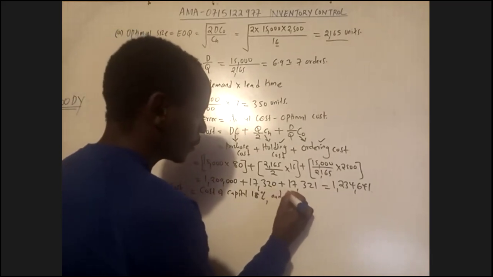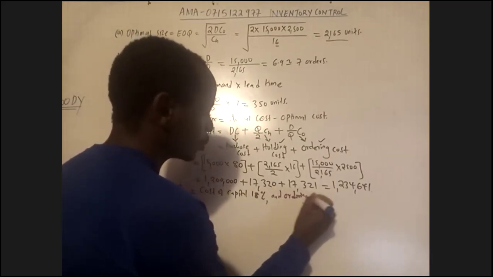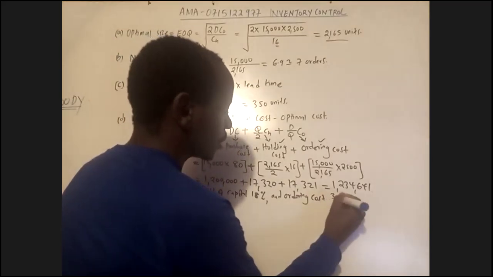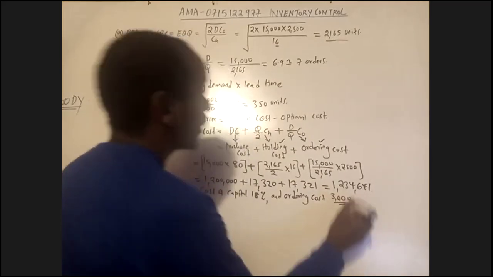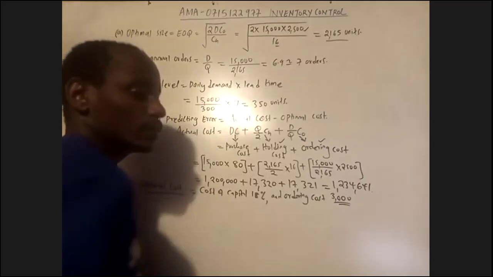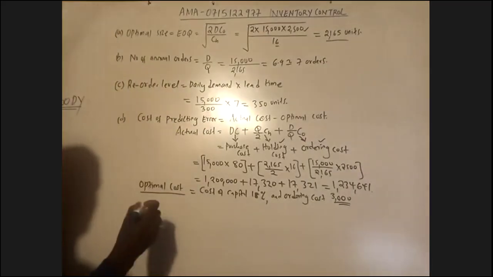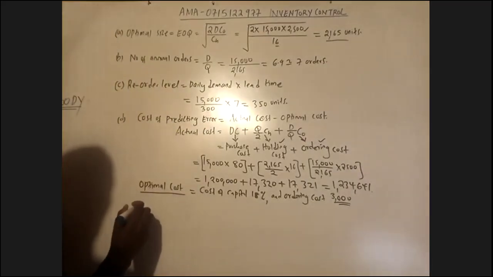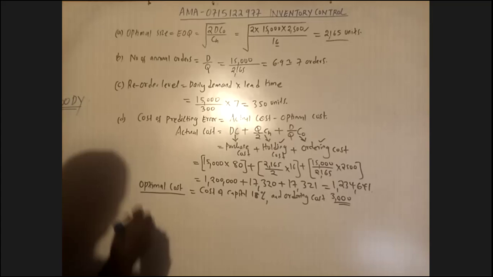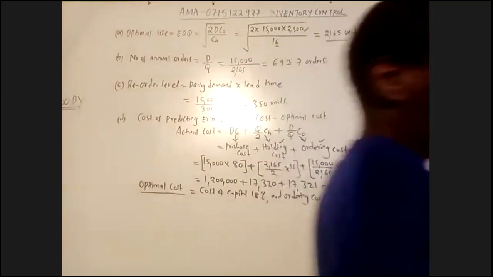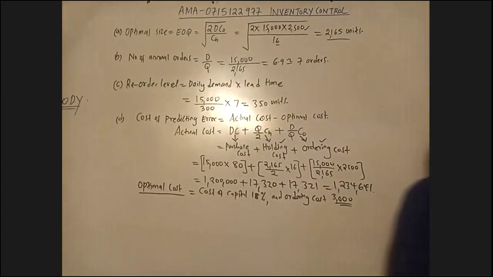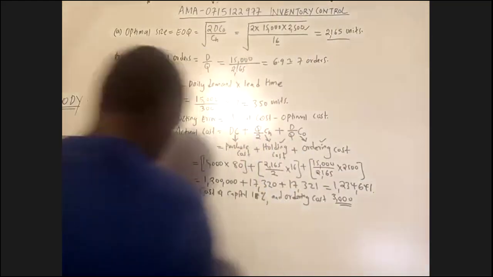And ordering cost 3,000 shillings. Remember what it was? 25. So if it changes, let us see. We need to find a new EOQ. Let's find a new EOQ.